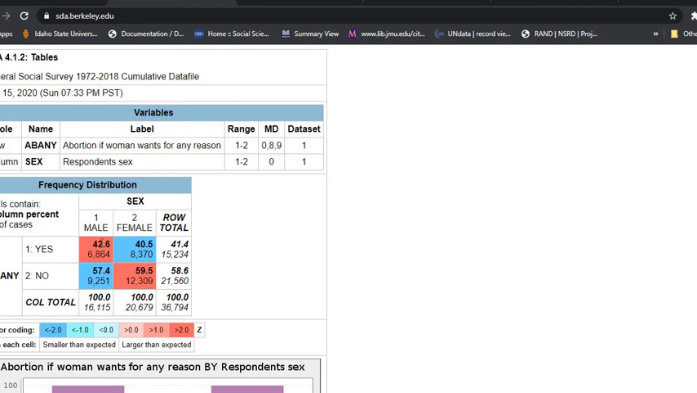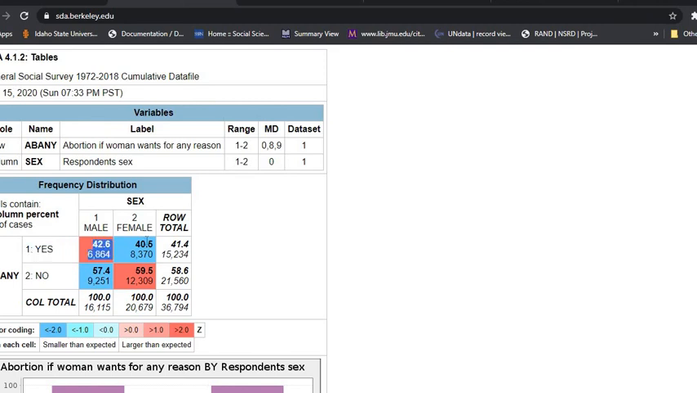and more people are against abortion for any reason than in favor of it. You give me the numbers for those things. Then you say, finally, I want to look at the relationship between gender and abortion for any reason. We compare the males with the females, and those numbers are close together, but slightly more males, 42.6%, favor abortion for any reason, versus 40.5% of females who say yes, in favor of abortion for any reason.